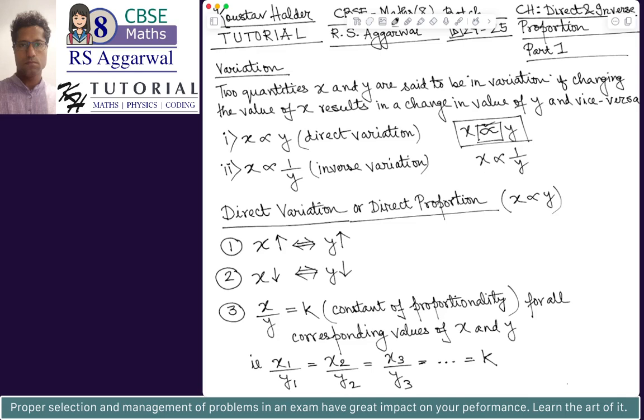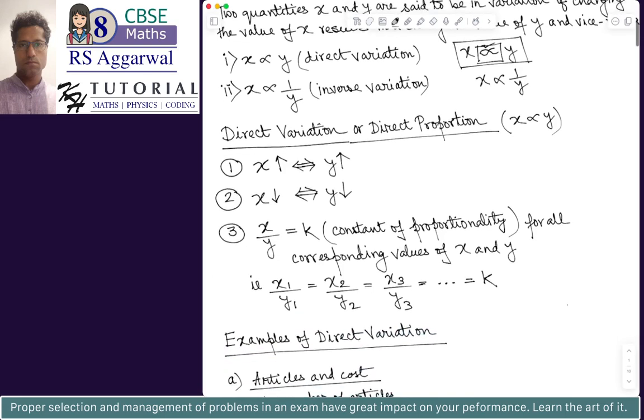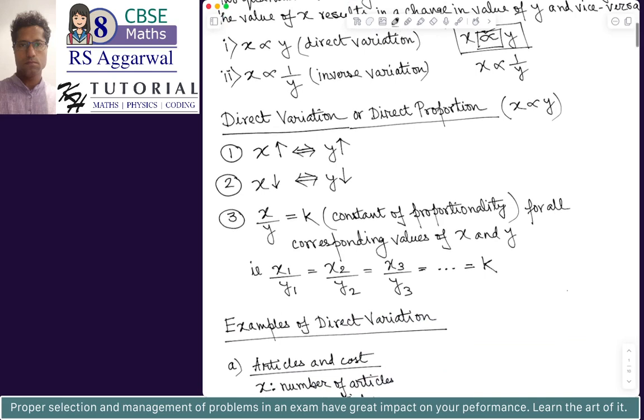Okay. Now what is the relationship when we say that the two quantities x and y are in direct variation? What do we mean? How do the values of x and y behave when one changes? So there are 3 main points, as you can see. If you increase the value of x, by upper arrow I mean that you are increasing the value of x, this will imply that the value of y will also increase.